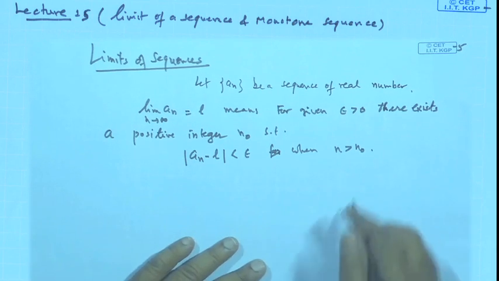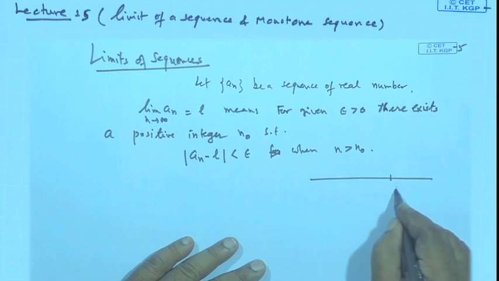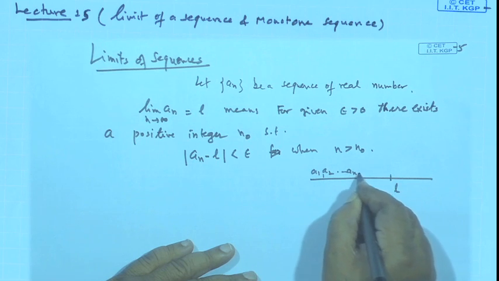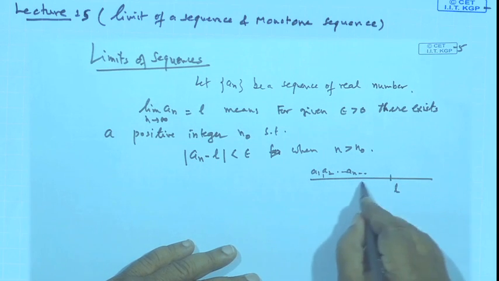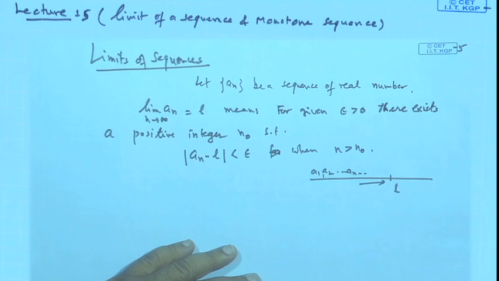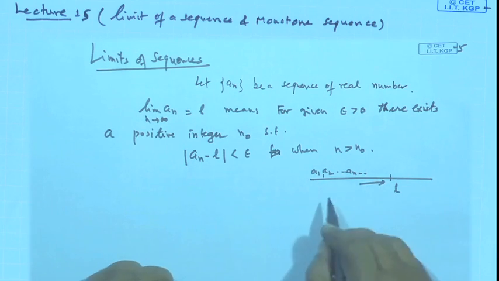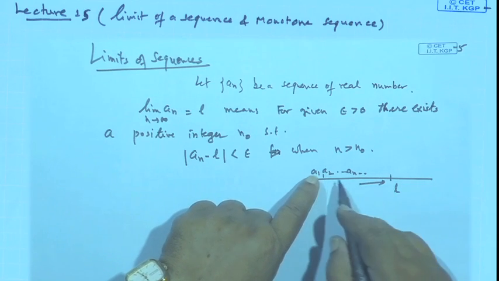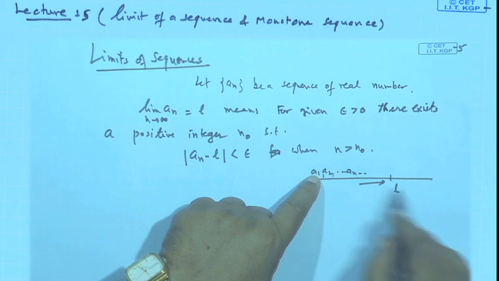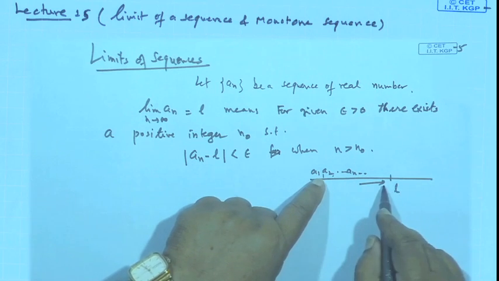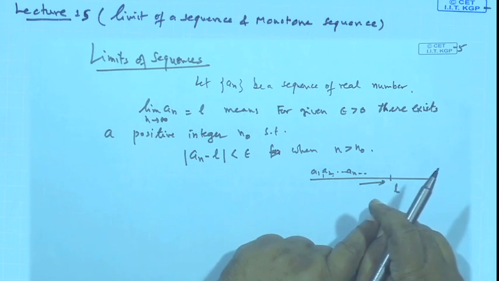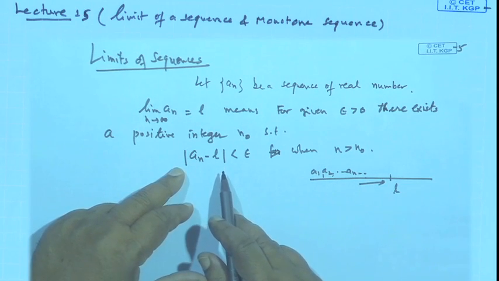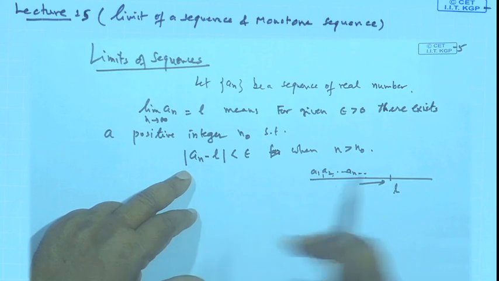The meaning of this is very clear. Suppose we have this number L and there are the sequences A 1, A 2, A n and so on. We say this sequence converges to L. It means that if we find the distance of each term from L, then this distance keeps on reducing and reduces to 0, then we say the sequence A n converges to L. Basically, this mod is the distance. This mod means the absolute difference between the two values.